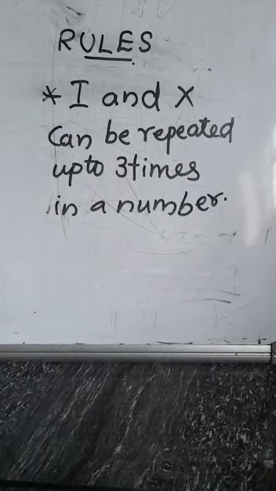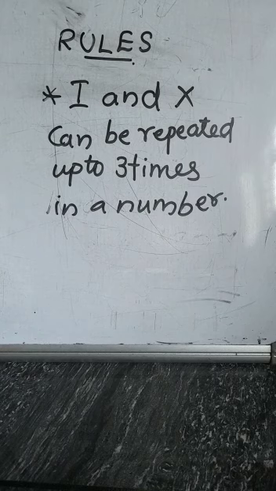I and X can be repeated up to 3 times in a number. That is the first rule.